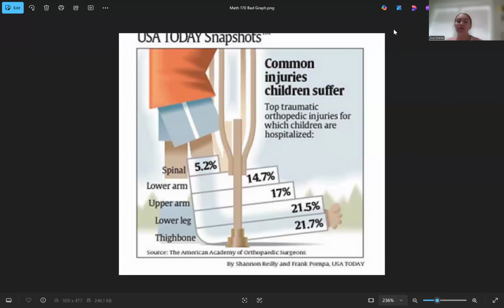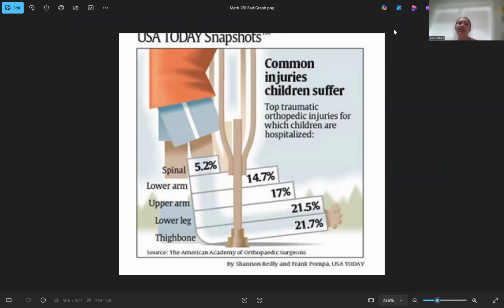The second thing wrong with this graph is the actual main title of the graph itself, "Common injuries children suffer," and then in smaller text, "Top traumatic orthopedic injuries for which children are hospitalized." It's misleading as to what it's actually showcasing, especially how part of it is in bold, so that's the first thing your eye goes to, and then in smaller print that could be easily overlooked, it's specifically orthopedic injuries.